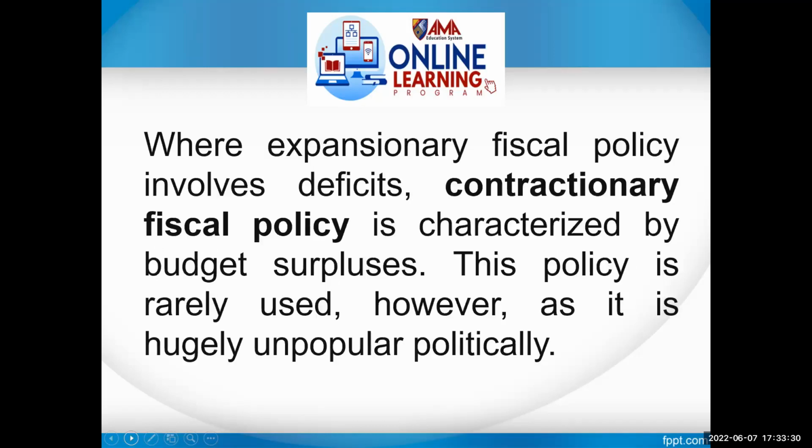Where expansionary fiscal policy involves deficits, the other type, which is contractionary fiscal policy, is characterized by budget surpluses, meaning the government spends less than what it earns. So there will be a surplus in the budget because the government spends less and earns more in the form of revenue taxes and other legal collections.